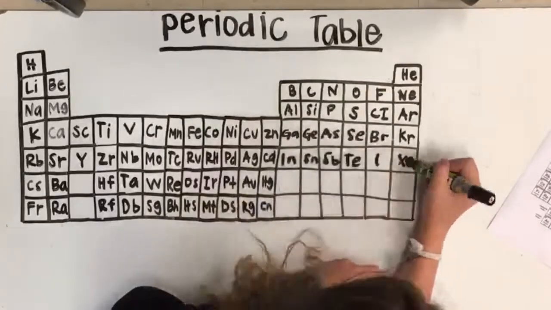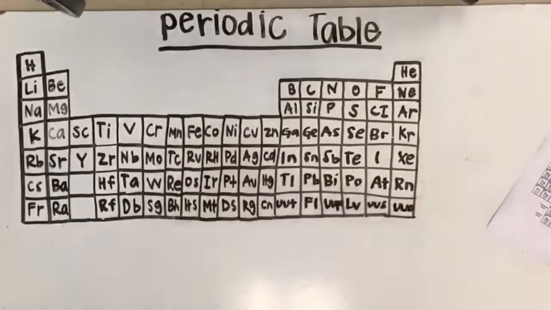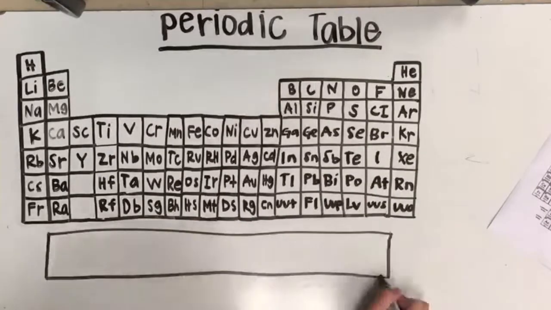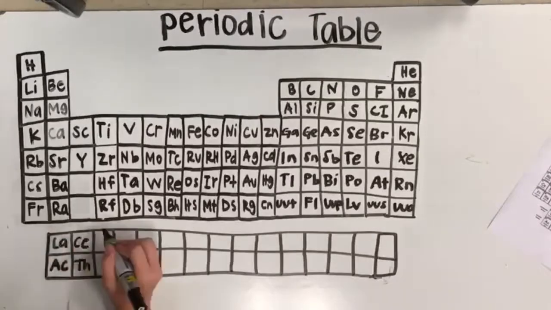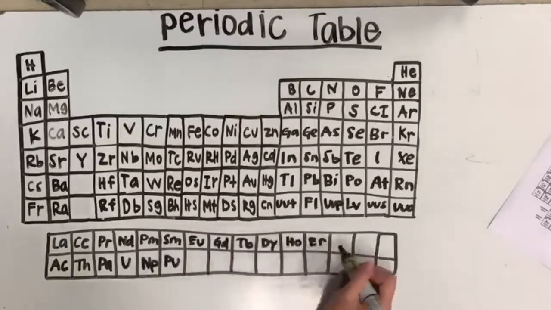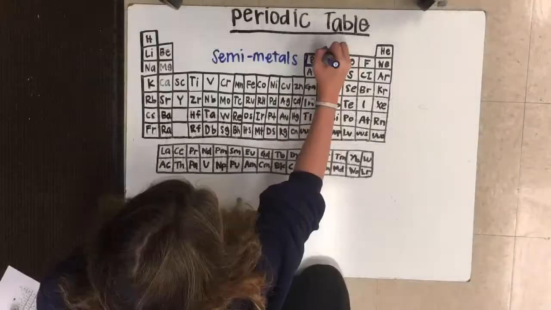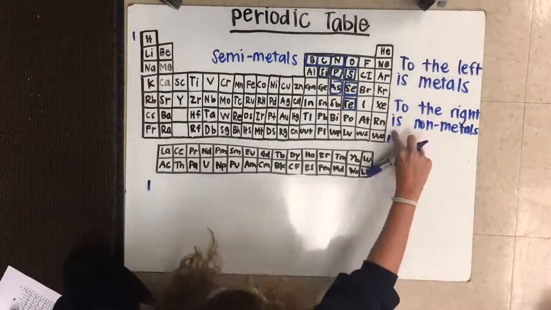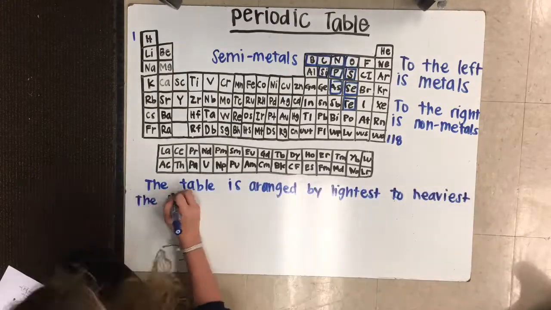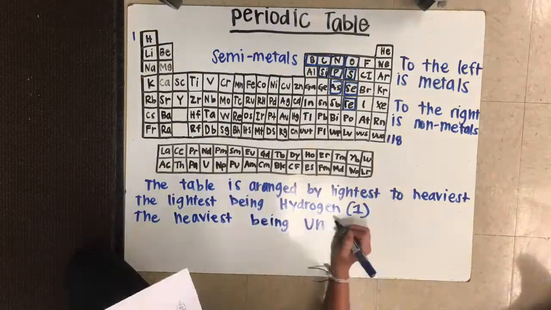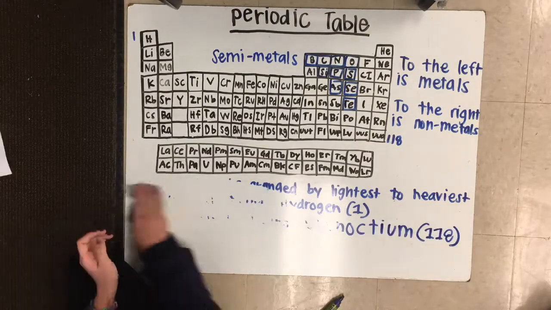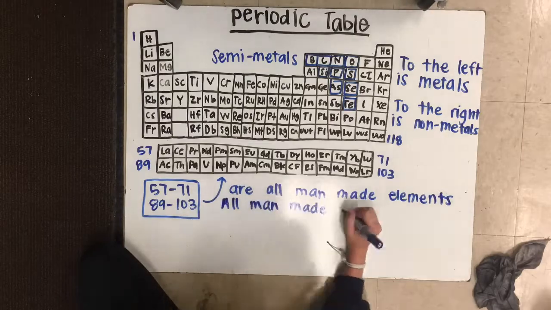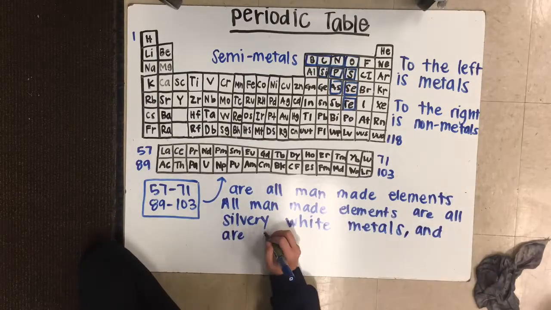The elements on the periodic table are arranged by atomic mass and number of electrons. The elements highlighted in blue are semimetals. To the left are metals and to the right are nonmetals. 57 to 71 and 89 to 103 are all man-made metals.